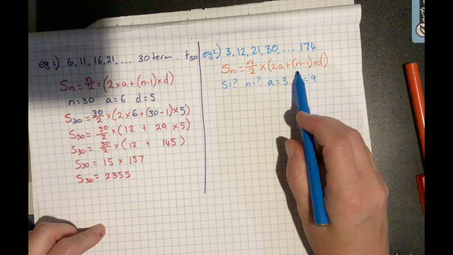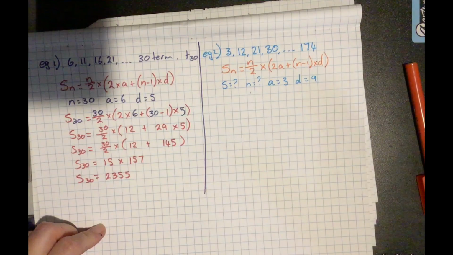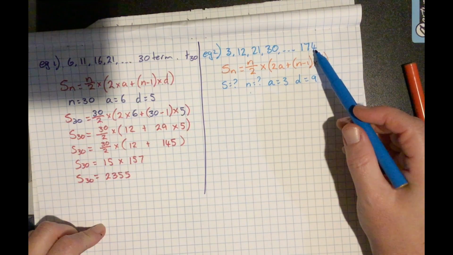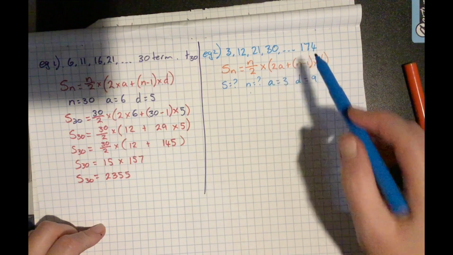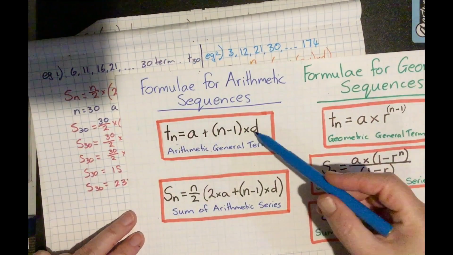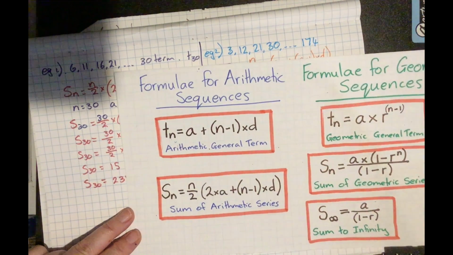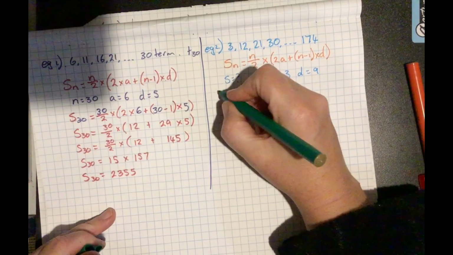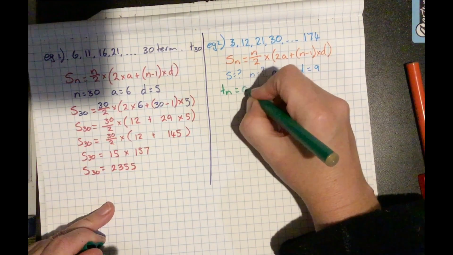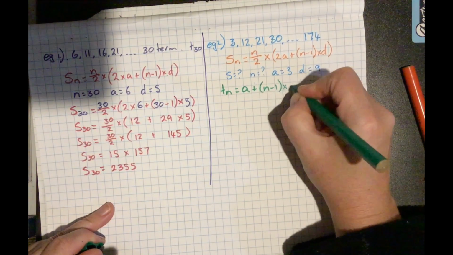Well, I can't use this formula yet because what I am actually missing is the nth term. I don't know how far up in the sequence this series is. So I actually have to find the general term first. So that takes us back to this formula. We need to find that out before we can find n, so we can use that. So to find the general term, I use a plus n take away 1 times d.